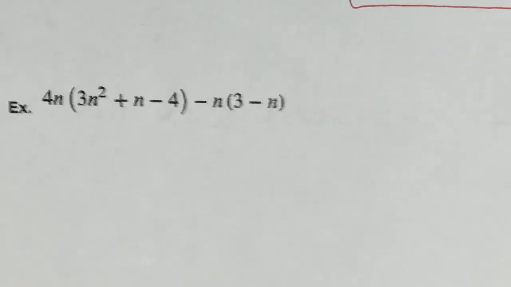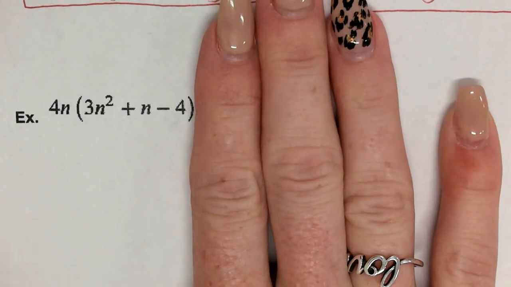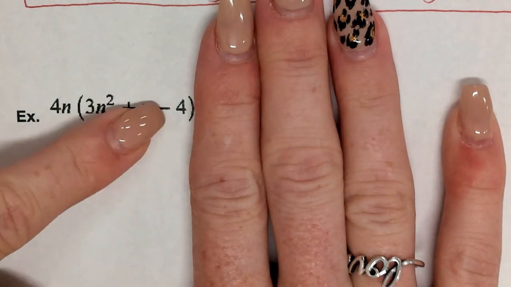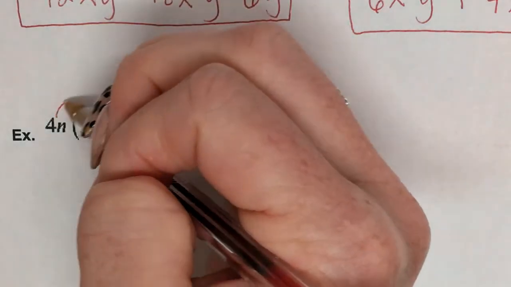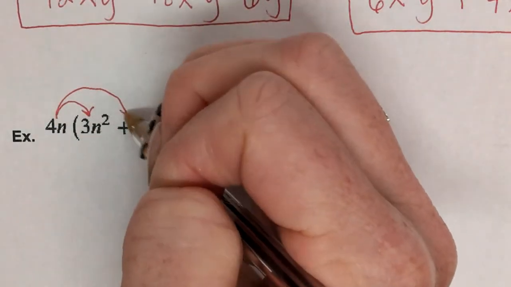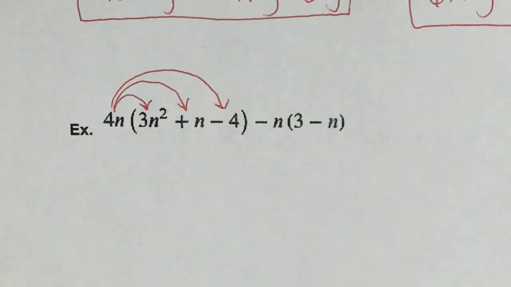Okay, the next one. So basically, I wouldn't even look at this right now. I would only look at this, and then I would deal with that. Okay, so I'm going to do 4n times the first term, the second term, and the third term in the parentheses.